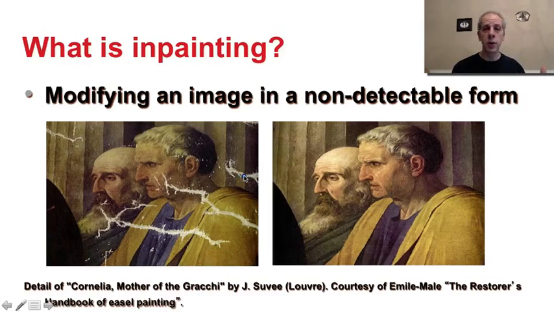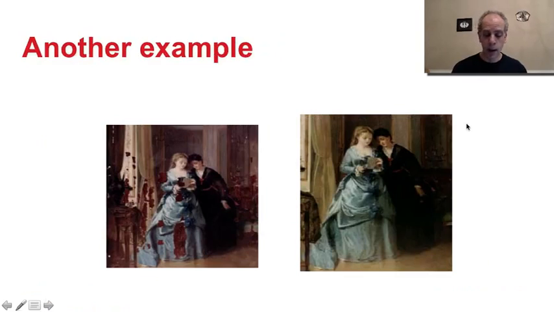Inpainting is sometimes also called fill-in, because we're filling in the regions of problems, the regions of deterioration, with information from the surroundings. And we're going to see that sometimes we fill in with information from the near areas, sometimes with information from faraway areas, from the whole image. There are even techniques that do image inpainting using a database of images where you look for similar things. So this is one example of what image inpainting needs to do. Remember, it's modifying an image in a non-detectable form. And when we say non-detectable, we mean at least by non-experts.